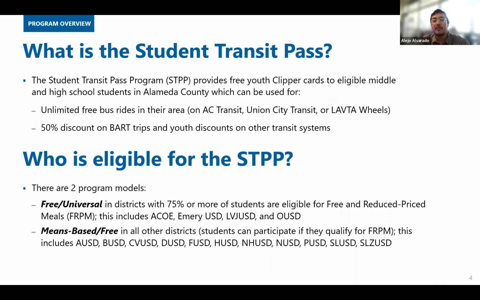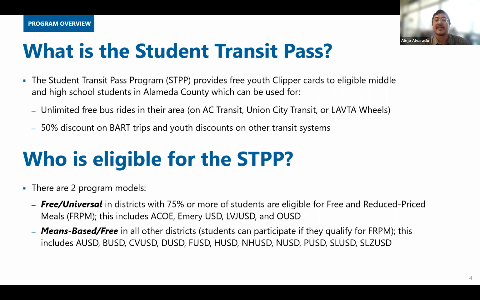And we have two models for the program. So first is free and universal, and this is for districts that have 75% or more of the students that are eligible for free and reduced price lunch. So this is Alameda County Office of Education, Emery, LVJ, and then OUSD. And then the second model is means-based. So this is on an individual, case-by-case basis. We have a threshold for who is eligible for the program. And this is for AUSD, BUSD, all these USDs that are on the screen.